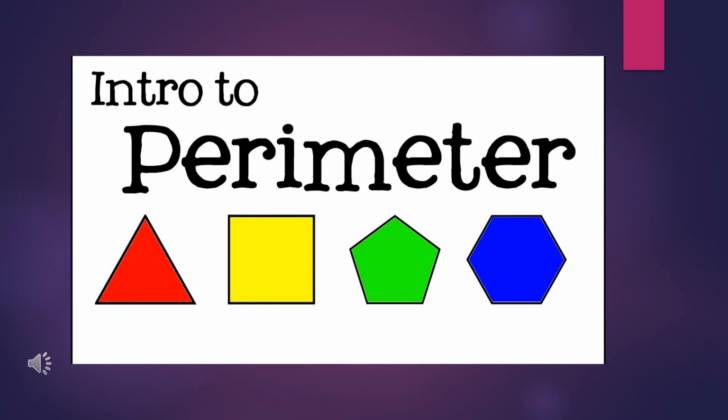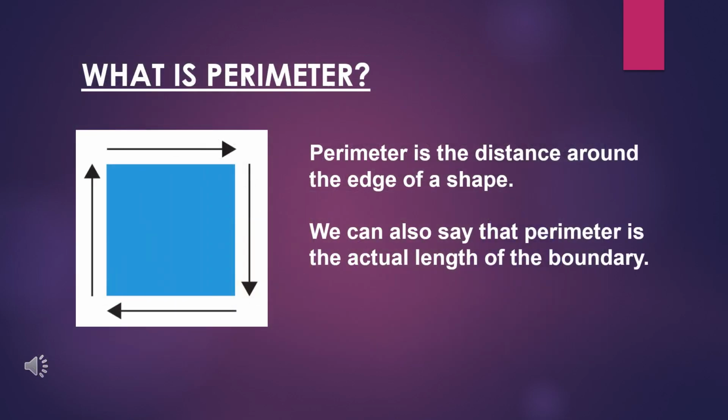Today we are going to learn about perimeters of flat surfaces. First of all, we'll learn about what is perimeter. Perimeter is the distance around the edges of a shape. We can also say that perimeter is the actual length of the boundary.